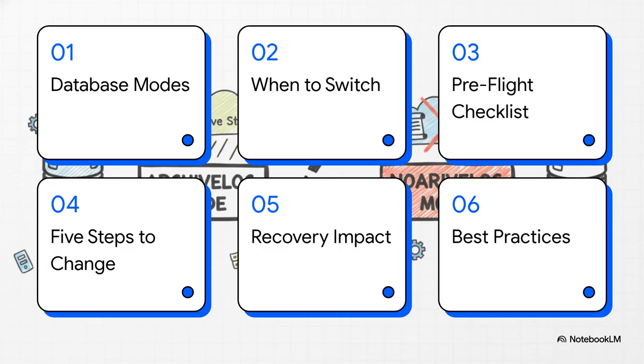So here's our roadmap for this explainer. 1. Understanding the database modes. 2. When to switch modes. 3. The pre-flight checklist. 4. The 5 steps to change modes. 5. The impact on database recovery. And 6. Best practices and review.